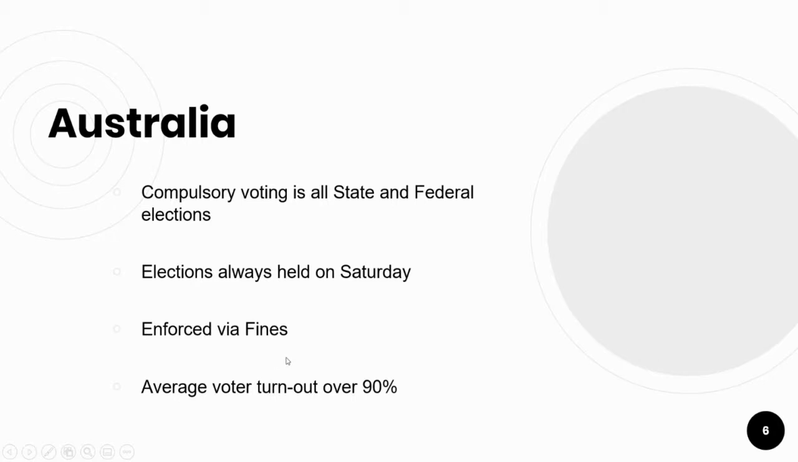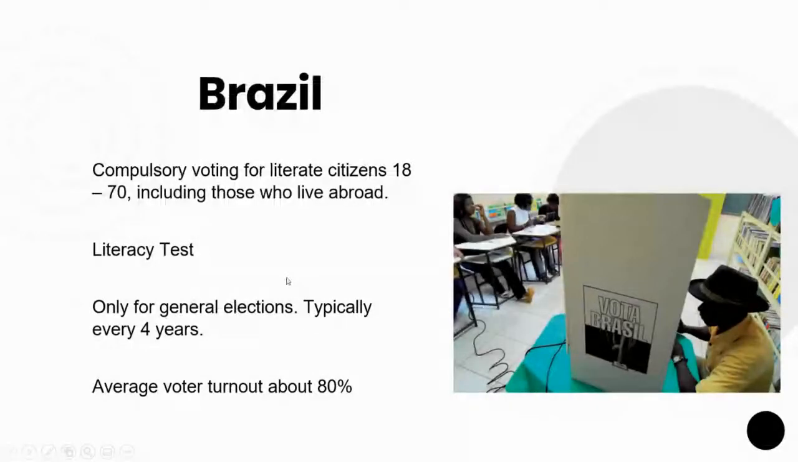Now, there are ways to appeal. If you missed an election, you can prove that you had some reason, in which case you won't suffer any penalty. But generally, the fines are enforced, and you have to vote in every state and federal election, which happens about every 2 years.